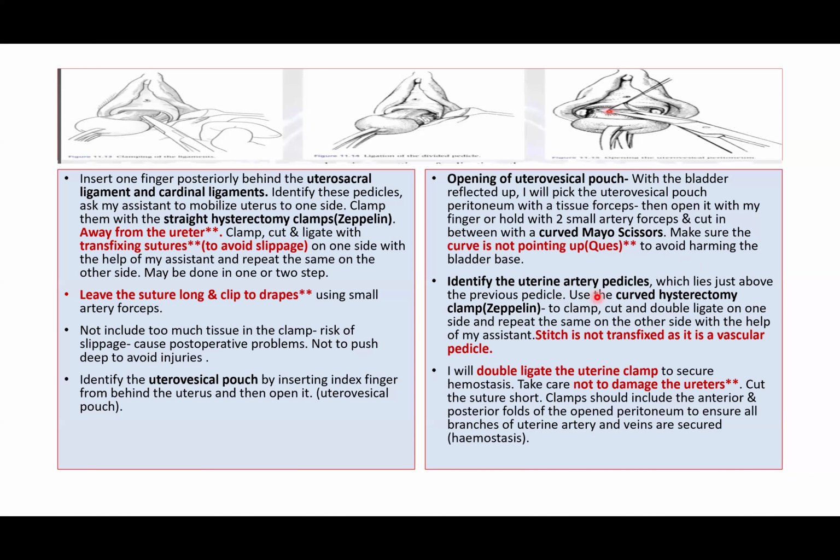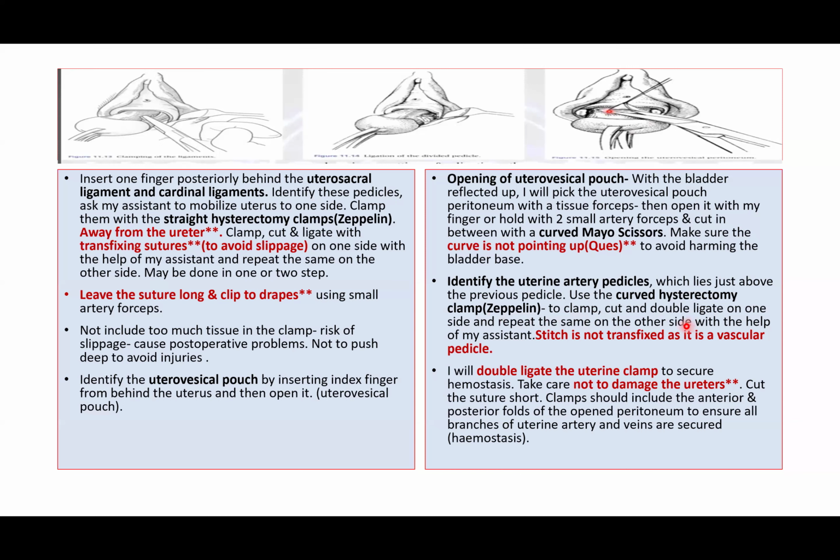Then I have to identify the uterine artery pedicles, and it lies just above the previous pedicle, that is just above your uterosacral and cardinal ligaments. Here I will be using the curved hysterectomy clamp. Some use the Green-Armytage clamp also. Like my colleague who is working in the NHS, they said everywhere they are using the Zeppelin only.